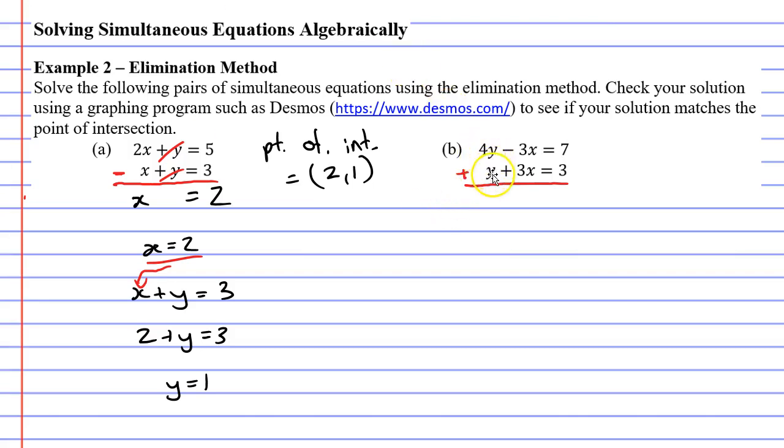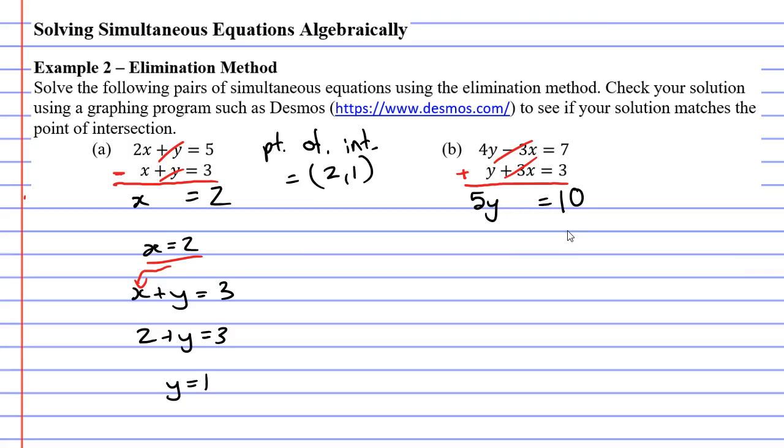What's 4y plus y? That gives us 5y. And then what's negative 3x plus positive 3x? Because they're opposites, they're going to cancel each other out. They make 0. And then finally, what's 7 plus 3? Well, that's 10. And we've got to copy the equal sign down as well. So we get 5y equals 10.